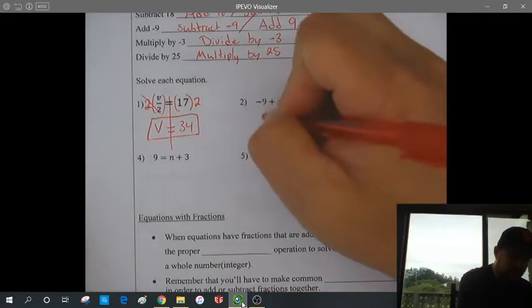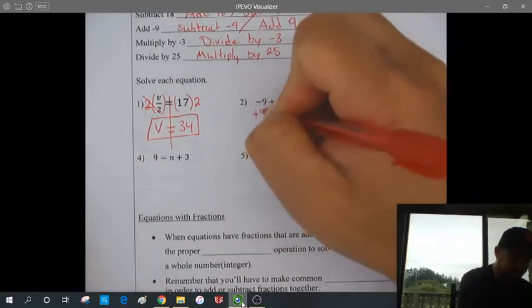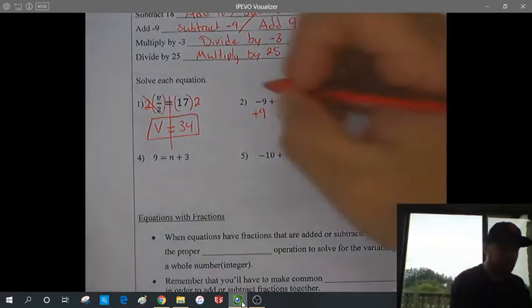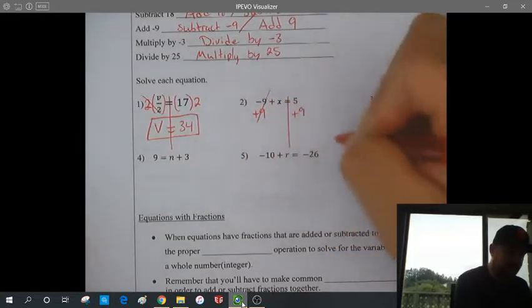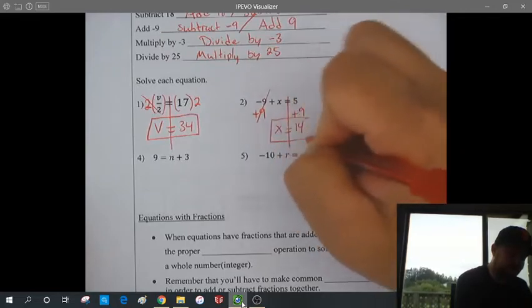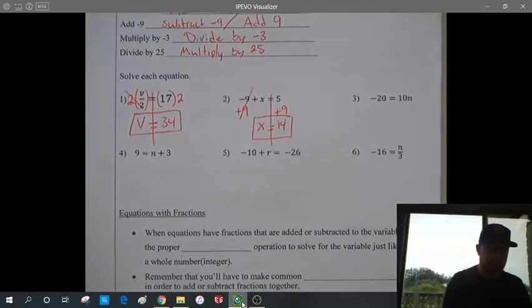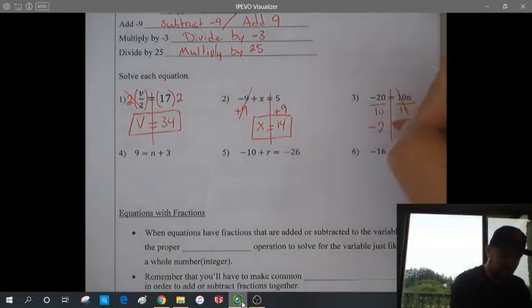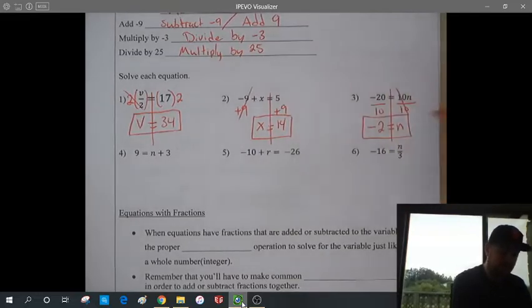So we can undo a negative number that's being added by adding its positive, because it's the same thing as subtracting its negative, right? The two negatives there would make a positive. So if I add 9 here to both sides, it cancels out the 9 here, leaves just x, and 5 plus 9 makes 14. Number 3, negative 20 equals 10n. Draw my line. This time the 10 is attached to the n. There's no operation symbol in between. So remember this shows multiplication. In order to undo that, we have to use division. So if we divide both sides by 10, we get negative 2 is equal to n.